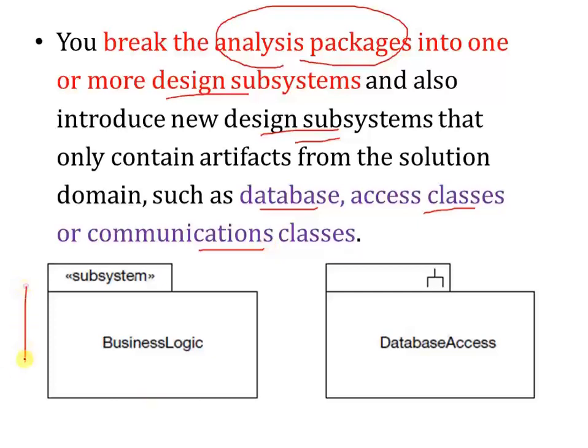So this is a representation of a subsystem. It will be like a package icon with a small rectangle symbol above it. There, using the angle brackets, you represent the subsystem. Another representation is that you can use something called a subsystem icon. That can also be used to represent database access as a subsystem and business logic as another subsystem.